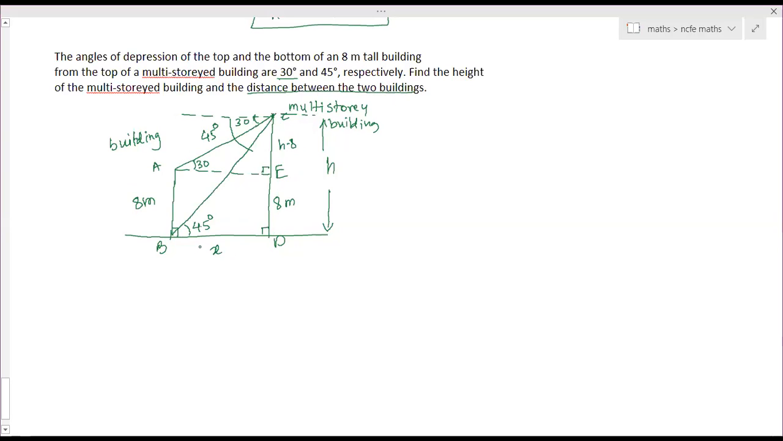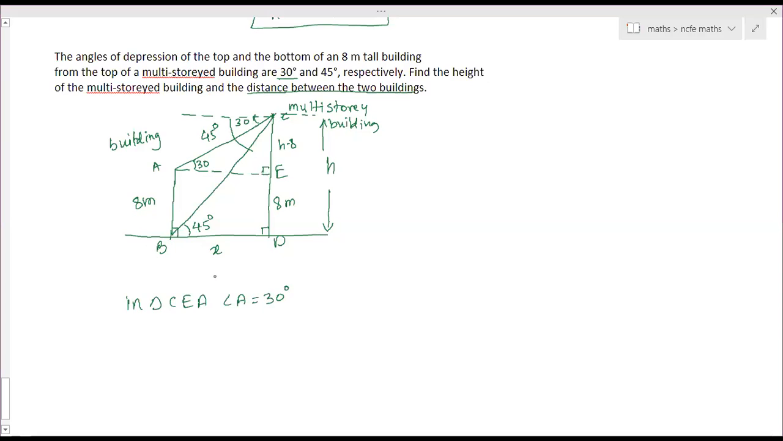Are you clear with the diagram? Does anyone have a doubt in this diagram? Okay, then we have the two right triangles. One is CEA. In triangle CEA, angle A. I have a doubt about the diagram.